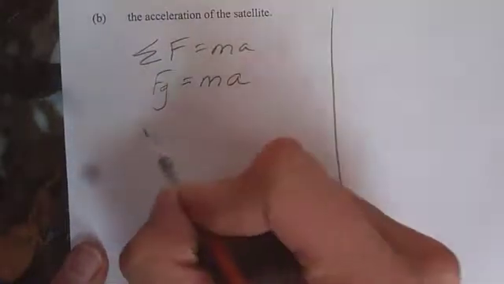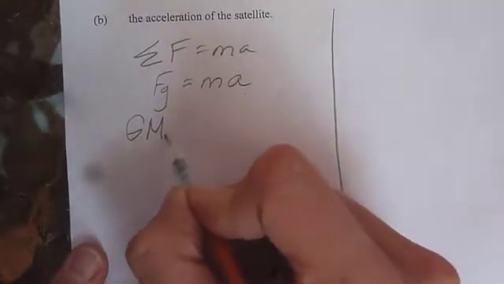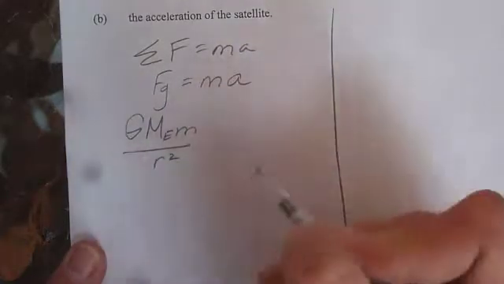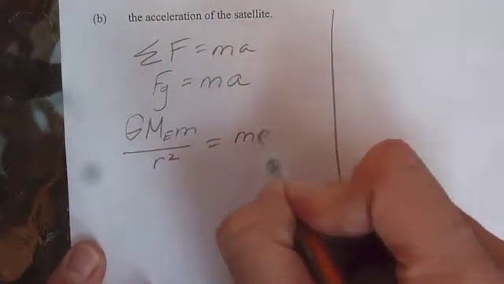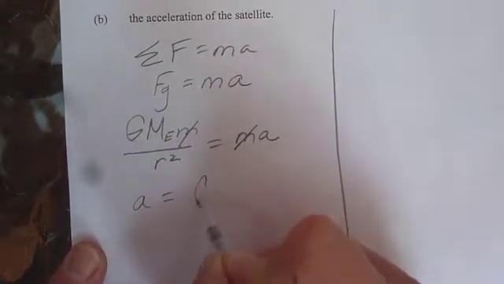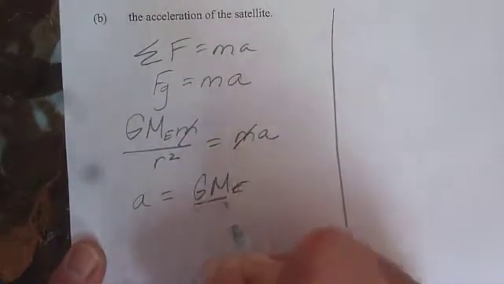Then I can put in the universal law of gravity, big G, times the mass of the Earth, times the mass of the satellite, over the distance between them squared, equals ma. The masses go away, and I'm left with an equation for acceleration. It's big G times the mass of the Earth over r squared.